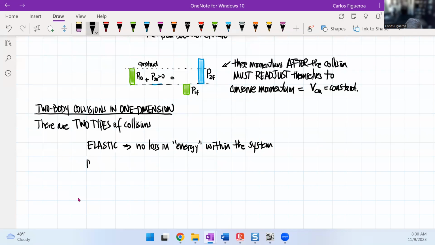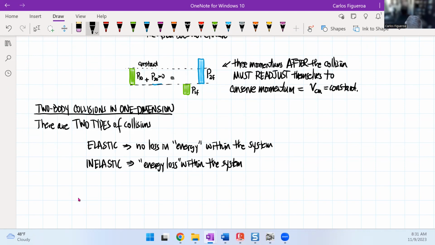And then we have things that are called inelastic. And here, what we find here is that there's this energy loss within the system. So what do I mean about this word energy? Well, it's a slippery word the way we're using it.